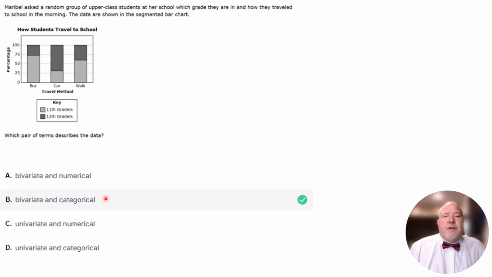Now it's numerical versus categorical. So this one is kind of tricky because there are numbers involved as far as what grade you're in, 11th grade versus 12th grade. But those numbers don't represent a calculation or anything like that. They're more of a category. If you say you're in 11th grade, that's a category of the grade that you're in at school. And then obviously how you got to school is categorical and not numerical. So this is bivariate and categorical.